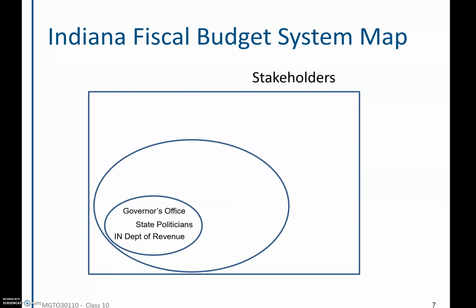There's the Indiana Department of Revenue. This is the organization that collects the revenues and funds that we use to pay our bills. And then certainly the agencies. These are the organizations that are the beneficiaries of that funding. So this is all within that organizational boundary.